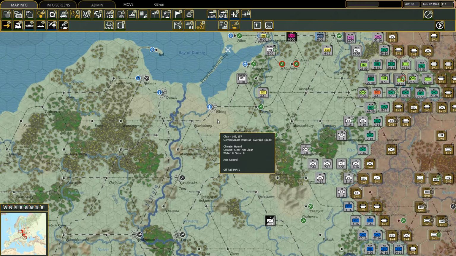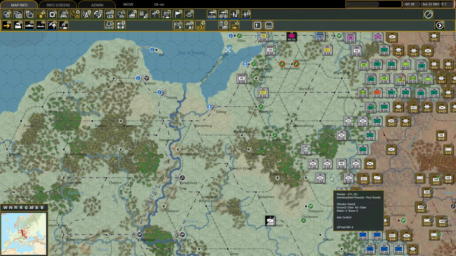If we look at this hex, we see that this hex is 1 hex away from 5 other hexes containing a railyard. Rails are indicated by these black lines as well as these black and white dashed lines. And so far it's clear, right? It says off rail MP 1 because it's just 1 hex away.